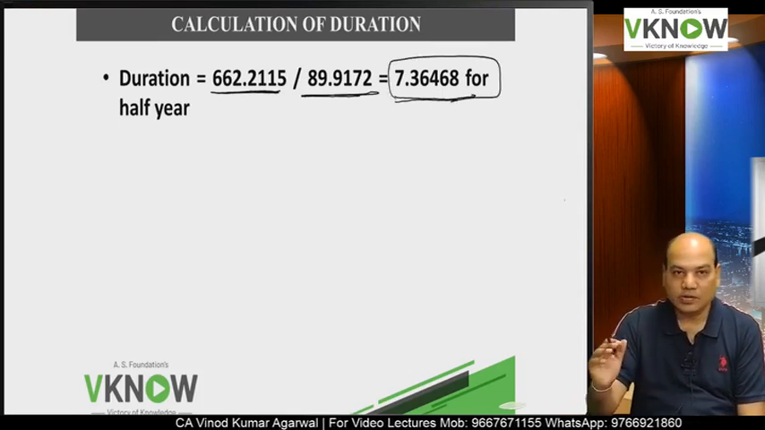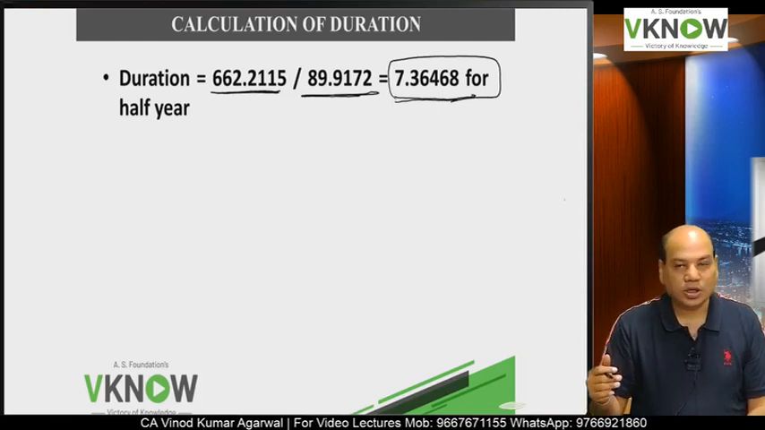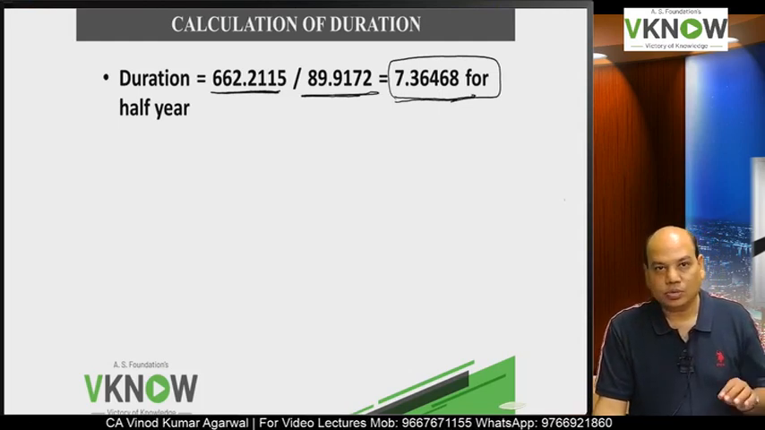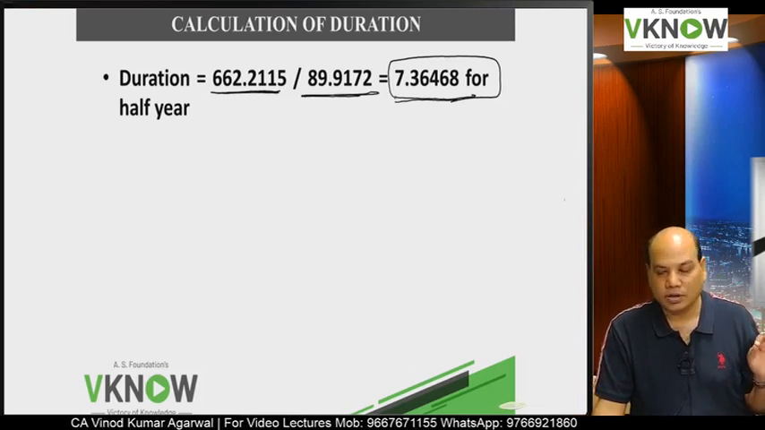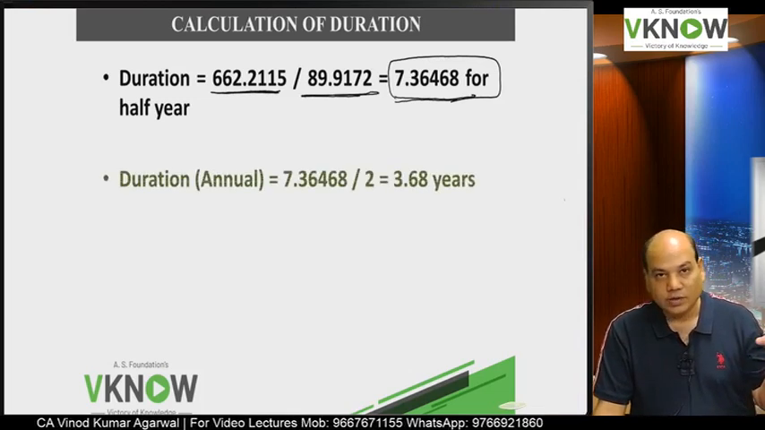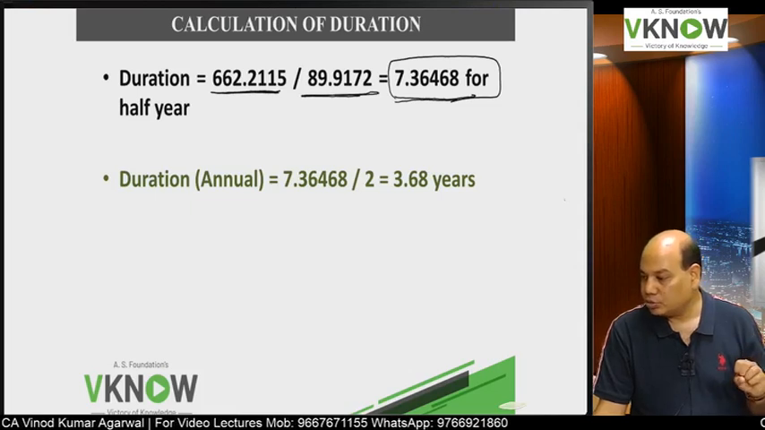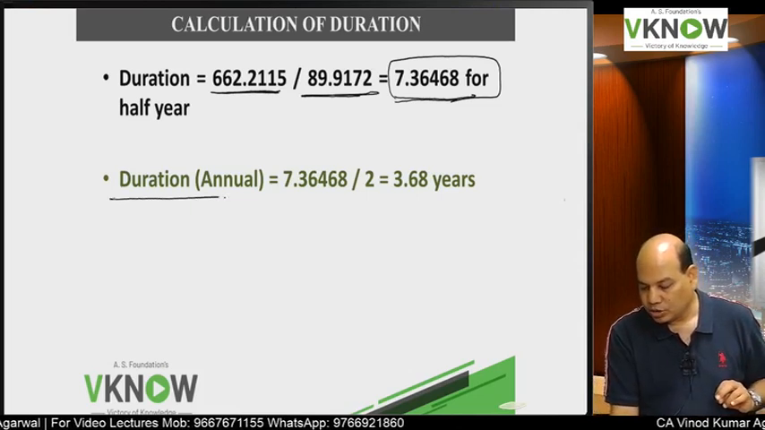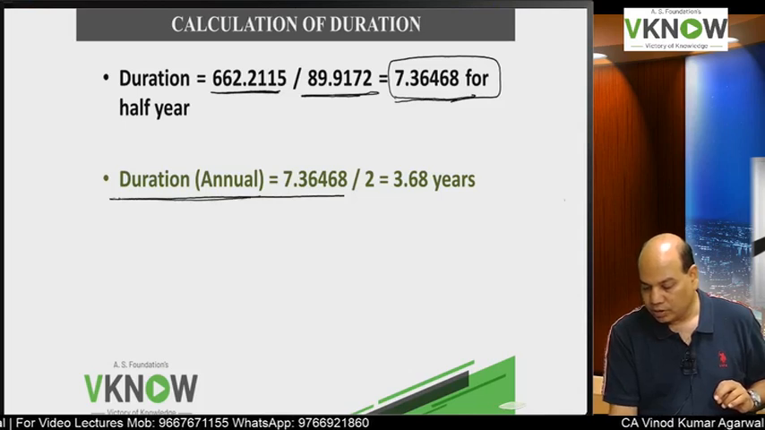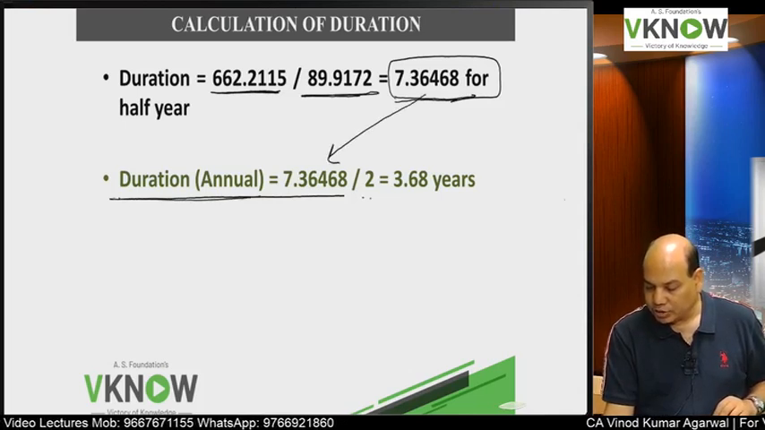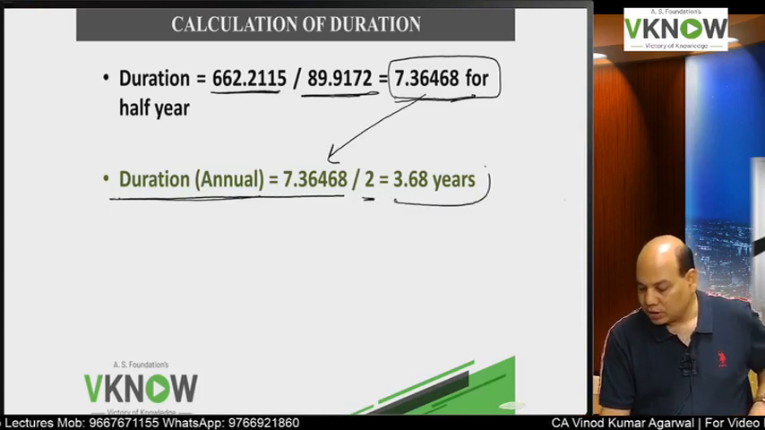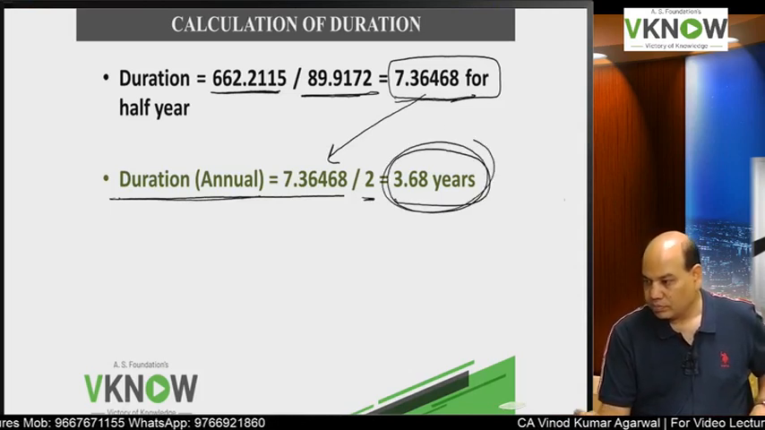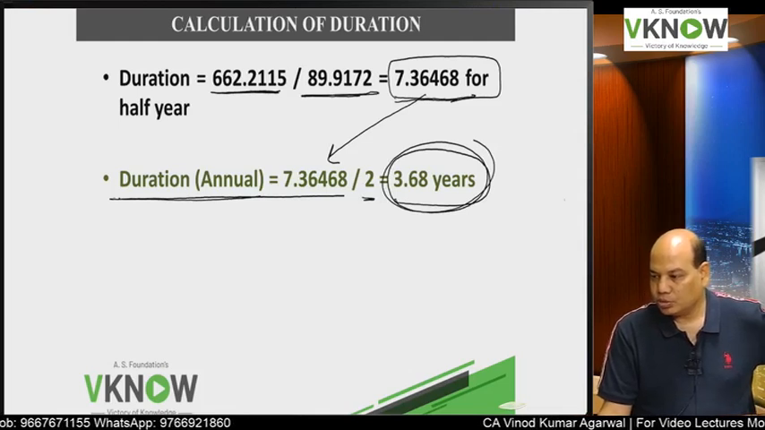Our bond has a maturity of 5 years. How can duration be 7.36 years? No, it is 7.36 for half year. To convert into annual, divide by 2. Don't further multiply by 2. So now write down duration is equal to annual, this answer divided by 2. So you have to give an answer which is below 5 years. So this is how you can compute the duration of a semi-annual bond.